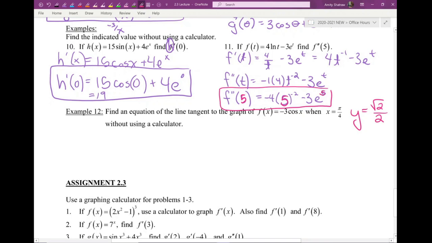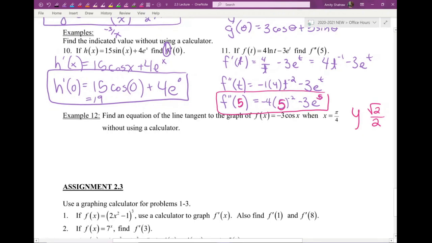Oh, I'm sorry. It's a -3, right? It's a -3 times the square root of 2 over 2. So what about the derivative then? Well, let's take the derivative. F prime of x should be -3 times the derivative of cosine, which happens to be a negative sine of x, which ends up being, ready, a +3 sine of x.